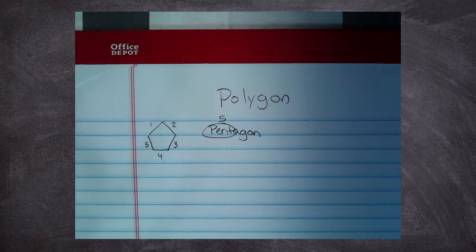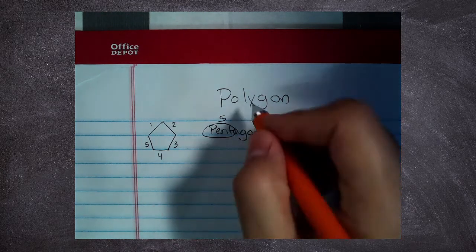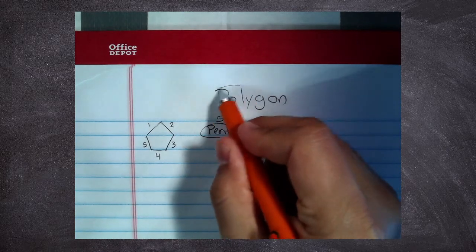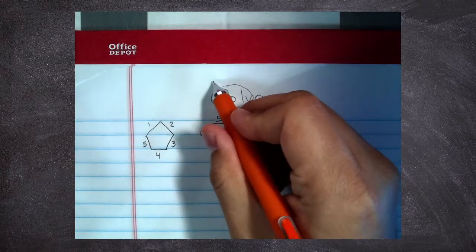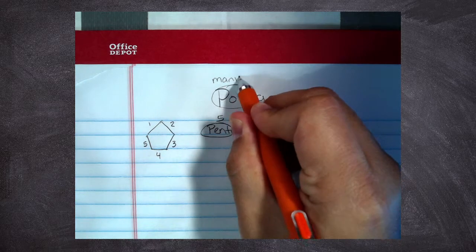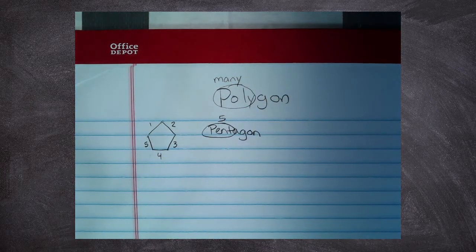Polygons, the cool thing about polygons is they kind of follow a pattern, which we're going to see here in just a little bit. Polygon. Poly means many or multiple. Polygons are shapes that have many sides or multiple sides to them.